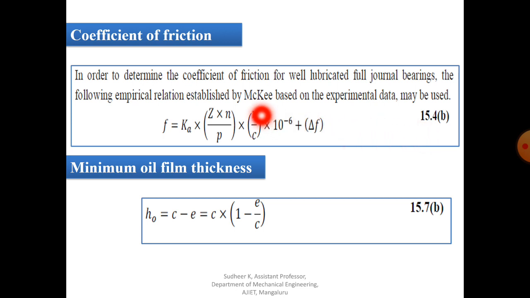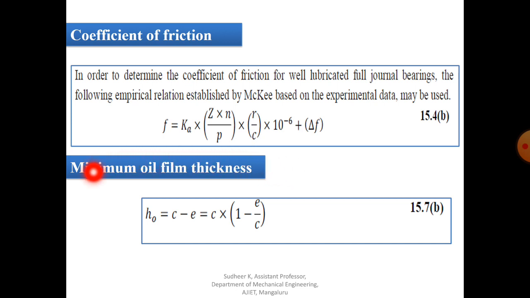So that is from equation number 15.4, the McKee equation. Based on this, the f value will be K into Z into N divided by P into R by C into 10 to the power minus 6, plus delta f. Whatever the delta f value is, that is given below this expression for a full journal bearing, that is, the angle is 360 degrees. So this is about the coefficient of friction from McKee's investigation.